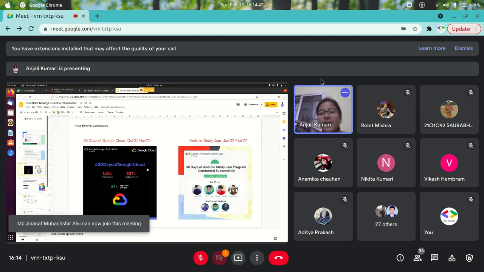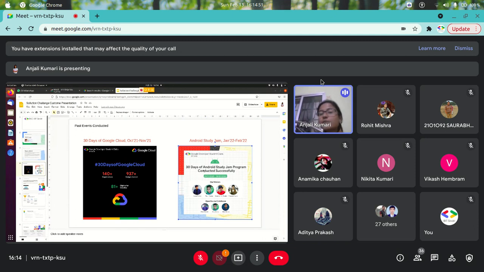And our second event is Android Study Jam, which was conducted between January 2022 and February 2022. And here is the list of winners who have successfully completed the program. They will also be getting certification badges and amazing goodies from GDSC Global.